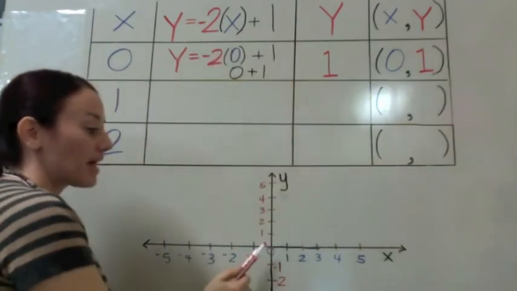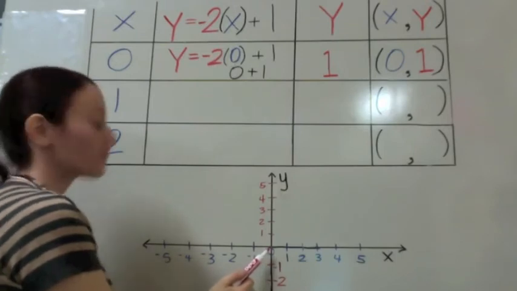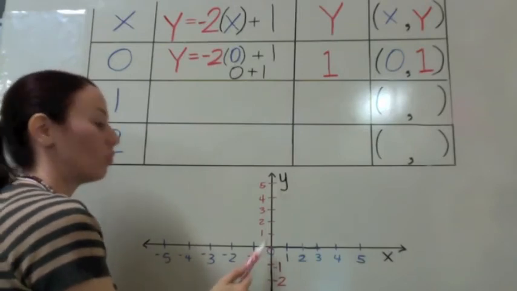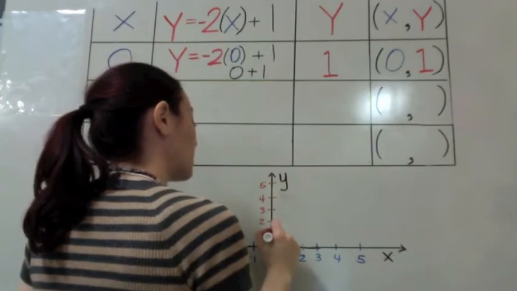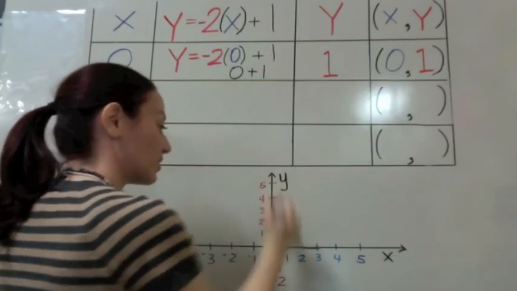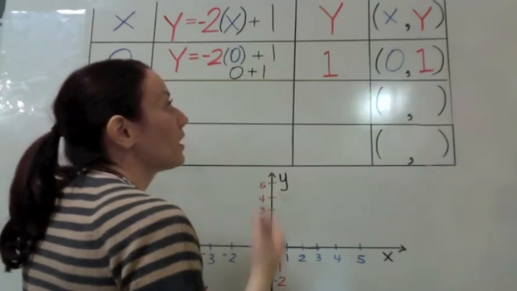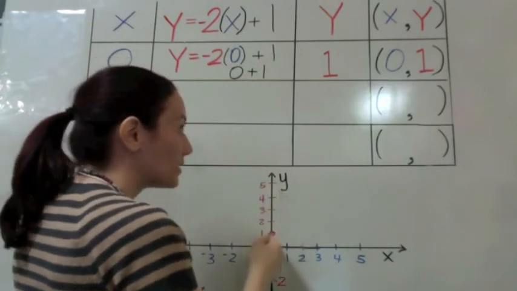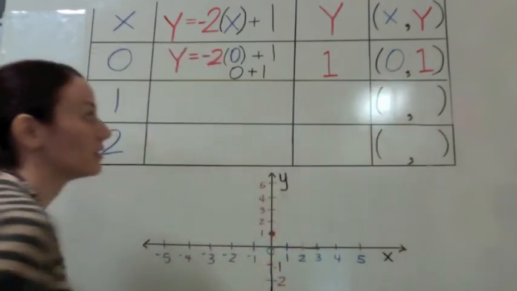Starting at the x-axis, which axis? X. Are we going to go up or down? Up, right? How many? 1. So this is 0, 1. What axis is this on? It's on the y-axis, right? Again, if a point is on the y-axis, that means that the x value is 0.